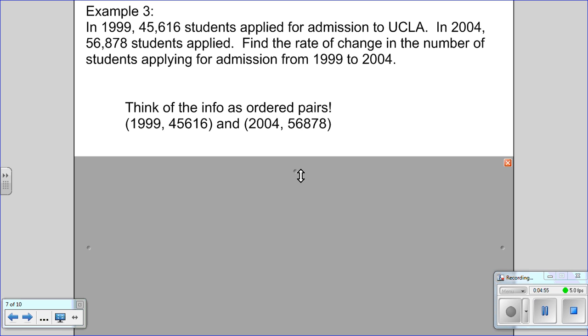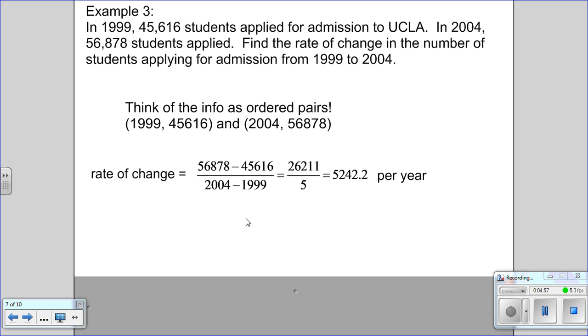Now to find the rate of change, you just subtract the Y values in the numerator again, the X values in the denominator, and we get 26,211 over 5, which tells you this is the rate of change in those 5 years, but you could also divide that out and get 5,242.2 students per year has been the rate of change.